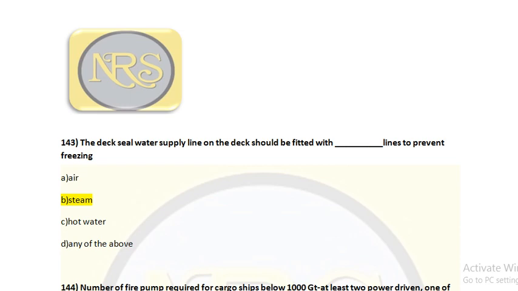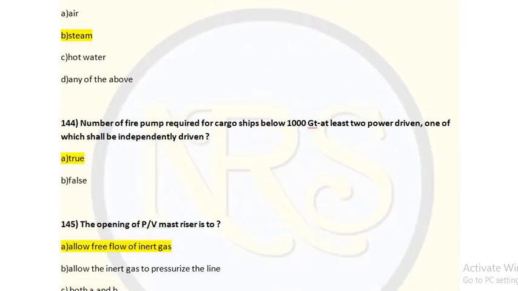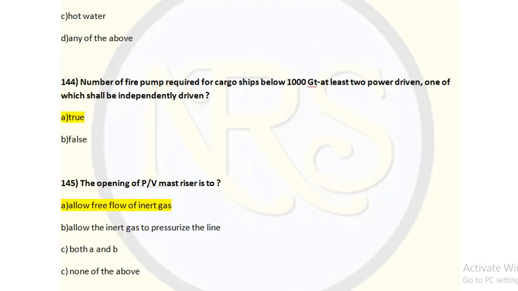Question number 144. Number of fire pumps required for cargo ships below 1000 GT is at least 2 power driven, one of which shall be independently driven. Option A, true. Option B, false. As per FSS code, it is correct. So option A, true, is the correct answer for question number 144.